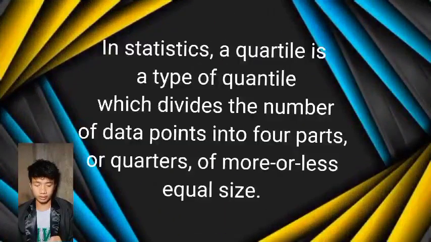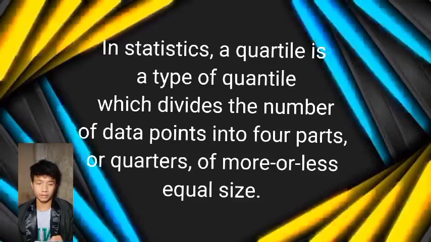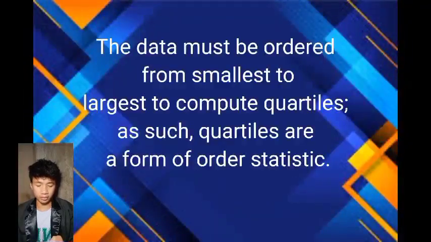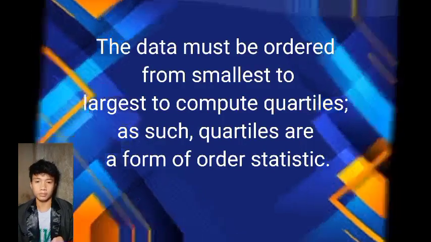And first, what is a quartile? In statistics, a quartile is a type of quantity which divides the number of data points into 4 parts, or quarters, of more or less equal size. The data must be ordered from smallest to largest to compute quartiles. As such, quartiles are a form of order statistic.